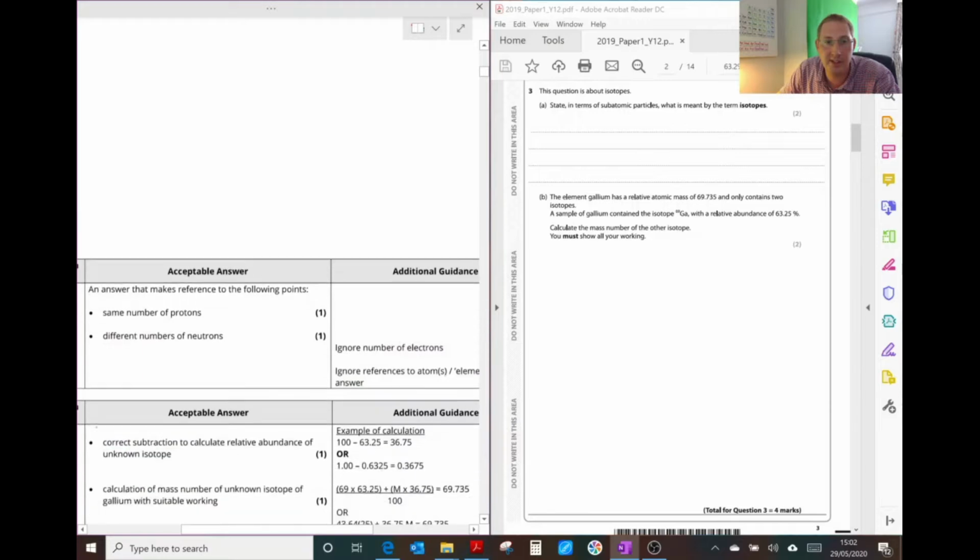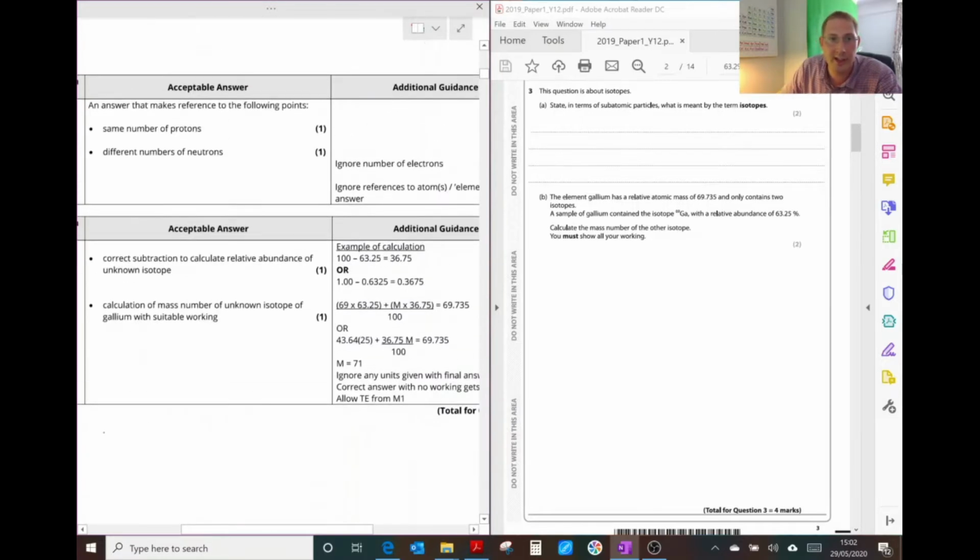What is meant by the term isotopes? All you had to do was say that it had the same number of protons but different numbers of neutrons. Okay, so that was the 2 marks there.